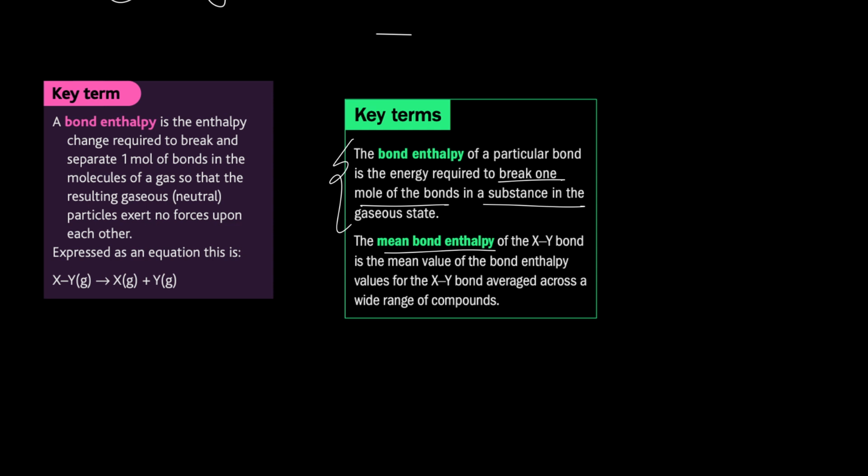See, the mean bond enthalpy or the average bond enthalpy. And this is, by the way, the Pearson Edexcel book, right? This I think is an AQA or IB book, but this is the Pearson Edexcel book. So all the Edexcel students, listen to this. The mean bond enthalpy of an X-Y bond is the mean value of the bond enthalpy values for the X-Y bond averaged across a wide range of compounds. So you're basically taking the mean value, which is effectively the average, of the X-Y bond. How? By averaging it across a wide range of compounds. See, they've also defined it like I have.